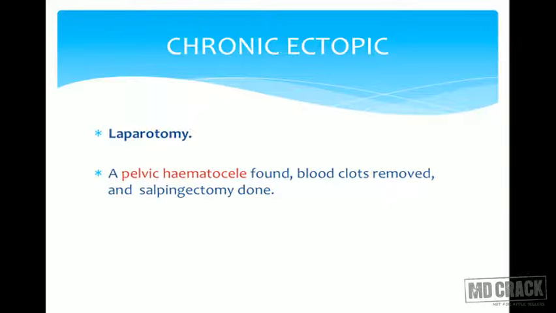In case of chronic ectopic, it's not an emergency. So we can deal with the patient with some time. We can confirm the diagnosis with the help of beta HCG levels, with the help of progesterone levels, ultrasound, and wherever we confirm, then we can plan a laparotomy. A pelvic hematocele would be found. Those blood clots we remove, and then salpingectomy can be done depending on which portion is affected.